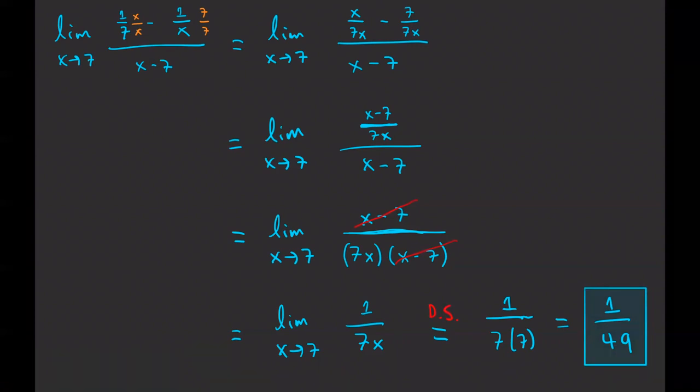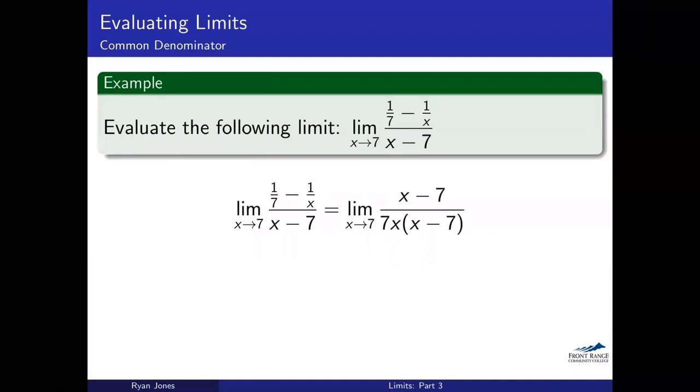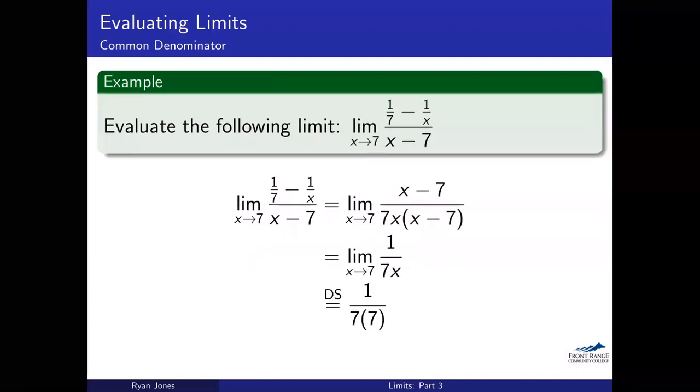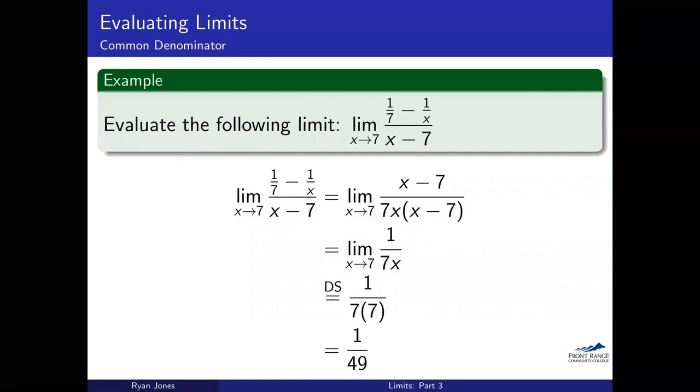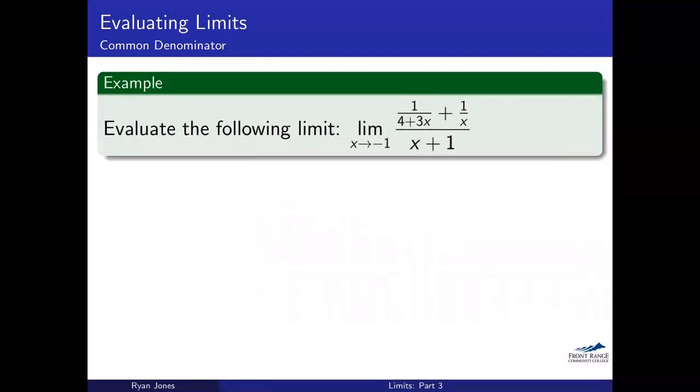And so that's going to be sort of this method of finding a common denominator. Let's go ahead and do another example of it, and that'll wrap us up with these sort of methods. So let's skip through all this. This is just that same work that I did, just typed out. Got all that written there. As you can see, we get that 1 over 49 right there. So let's go ahead and look at this example here.